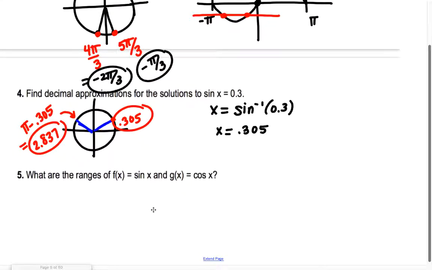All right, so what are the ranges of f of x equals sine of x and g of x equals cosine of x? We have 2 sets of twins in this class. That's very exciting. You guys didn't even realize that, did you? And a half. I'm a half of the set of twins.